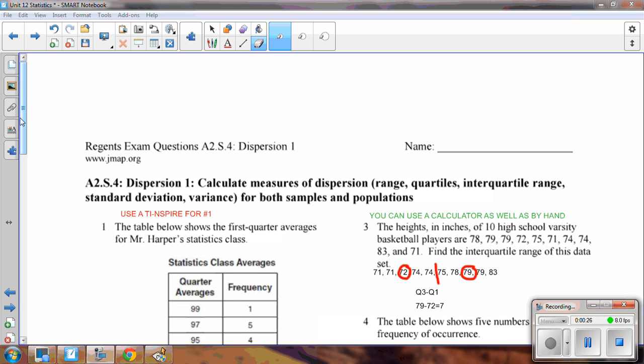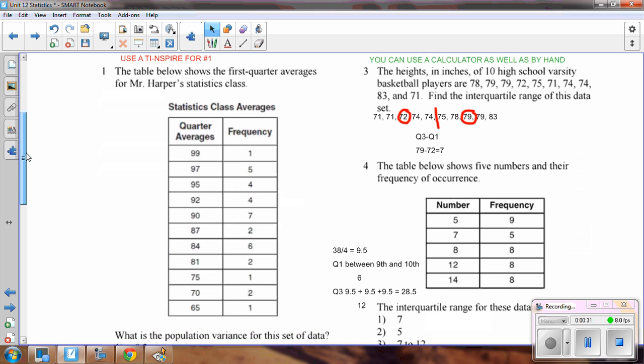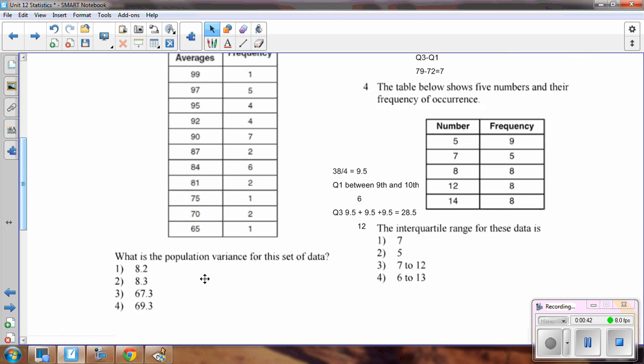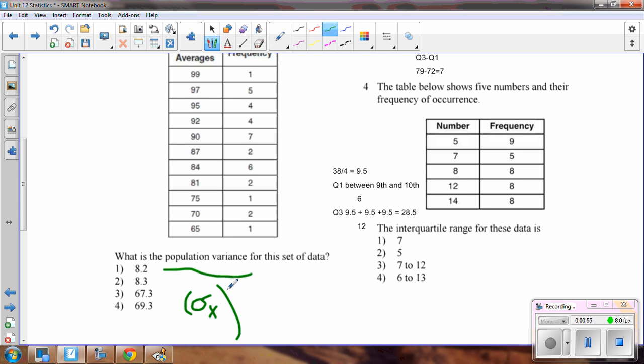Let's look at question 1 on this sheet that we left off on last time. The table below shows the first quarter averages for Mr. Harper's statistics class. So it lists all the averages and the frequency of those averages. And the question is asking us about population variance. Now, if you remember from the last video, I stated that population standard deviation was given by sigma x, and that variance is the square of your sigma.